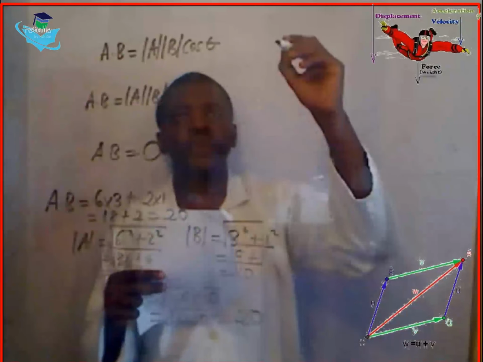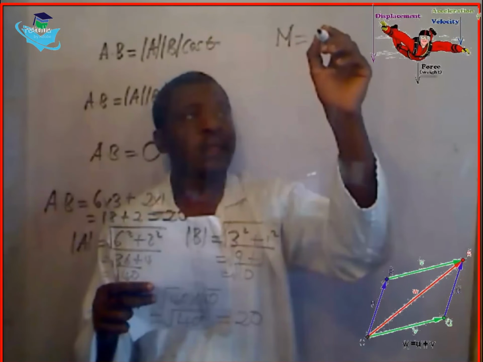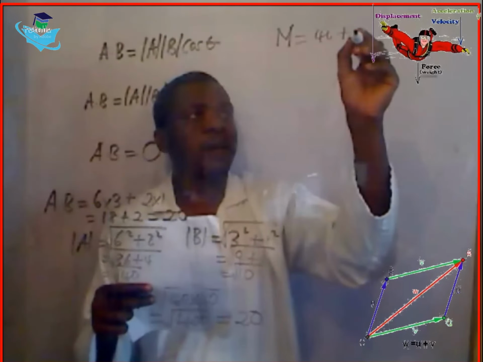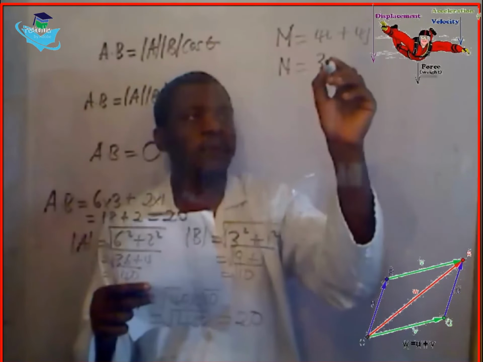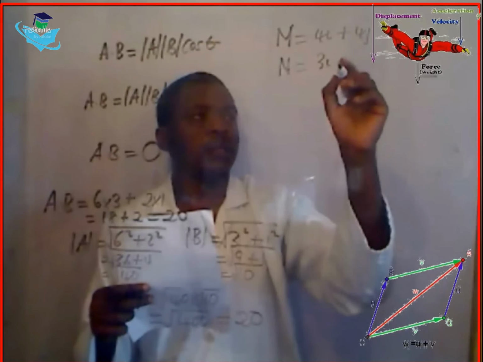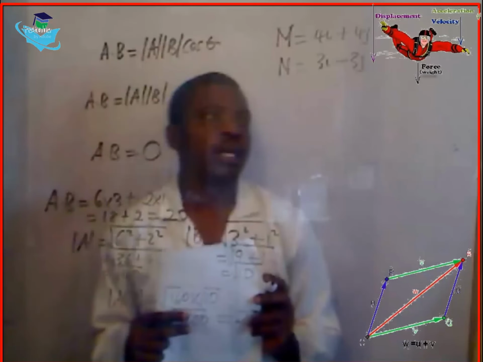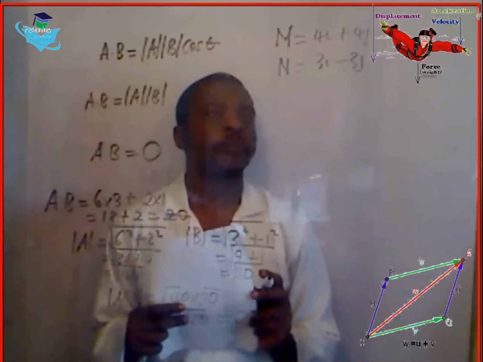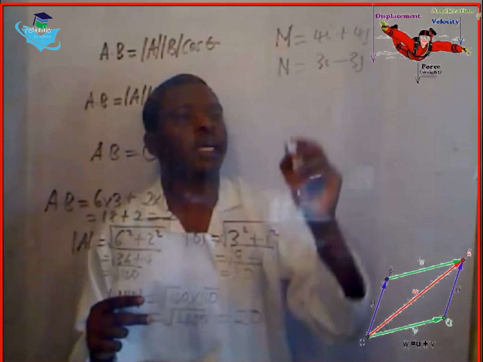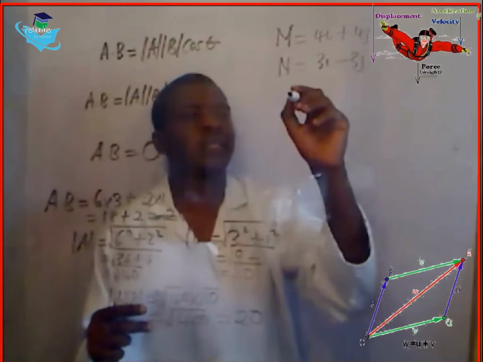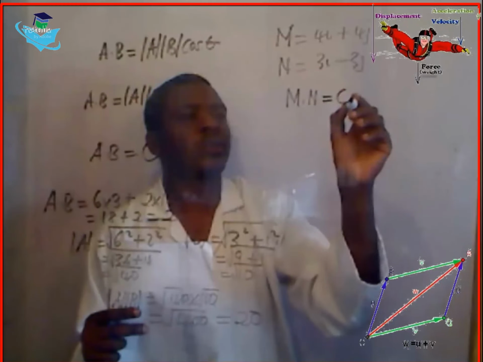If we're given these two vectors, the vector M, 4i plus 4j, and the vector N, 3i minus 3j, we want to prove that these two vectors are perpendicular. That is, the angle between them is 90 degrees. In this case, m dot n should be equal to 0.